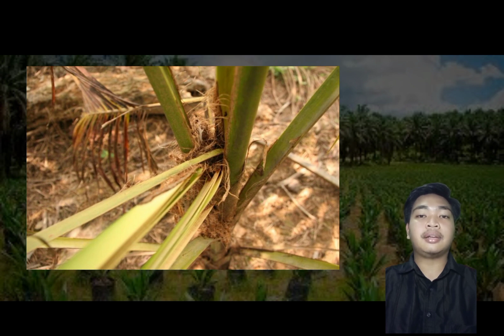Oryctes rhinoceros is among the longest present agricultural pests in Malaysia, and it has witnessed the formulation and implementation of various phases of control and management strategies.